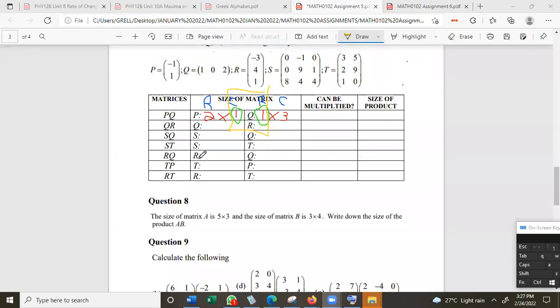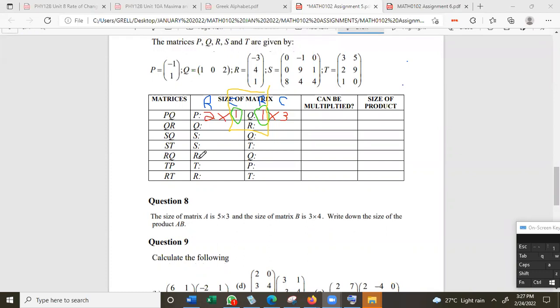Now, remember we said to write down the size of a matrix. You look at the rows first and then the column. Rows first and then the column. So when you look at P now, P has 2 rows. So that's why you have that 2 there. Back to P again, 1 column. So that's why you have that 1 there.